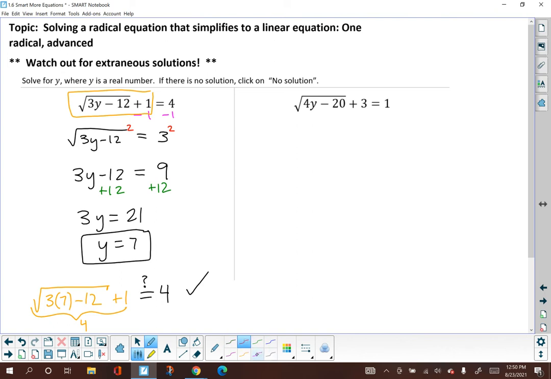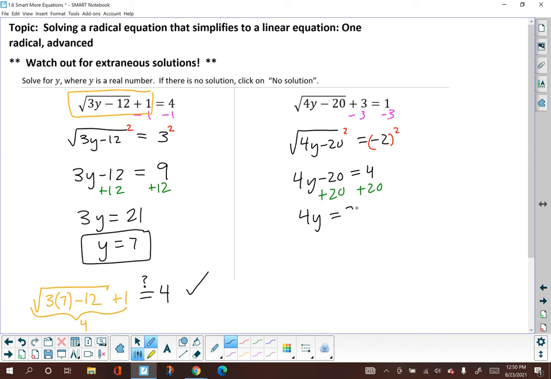So again, we'll go through kind of the same steps here. We want to get that radical by itself. So we have the square root of 4y minus 20 is equal to negative 2. We square both sides to get 4y minus 20 is equal to 4. We can add 20 to both sides to get 4y is equal to 24. And we can divide by 4 to get the apparent solution 6. So it's acting just like it's an answer.